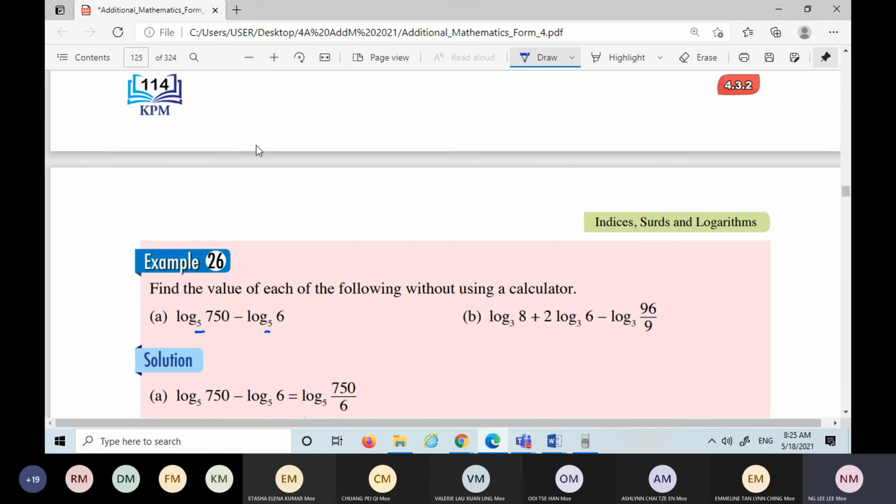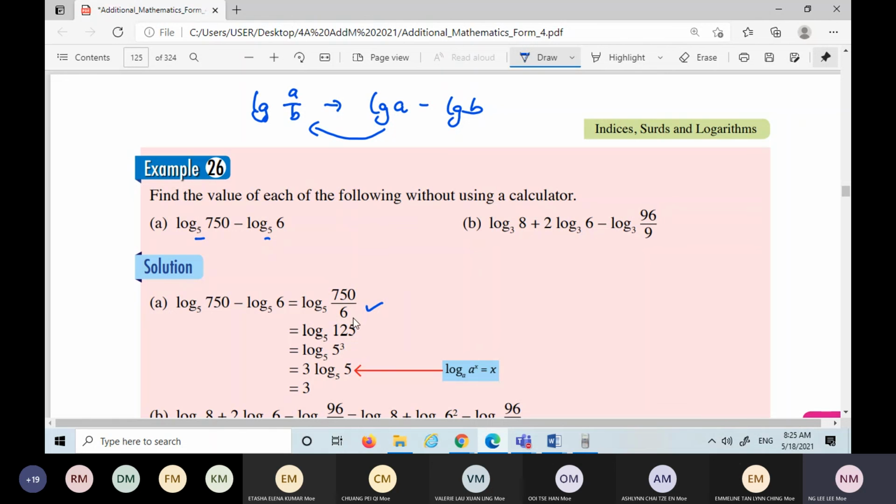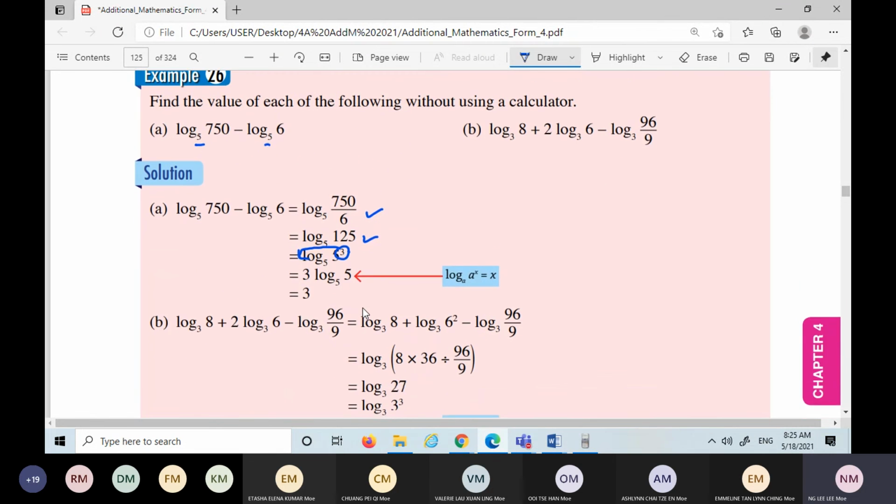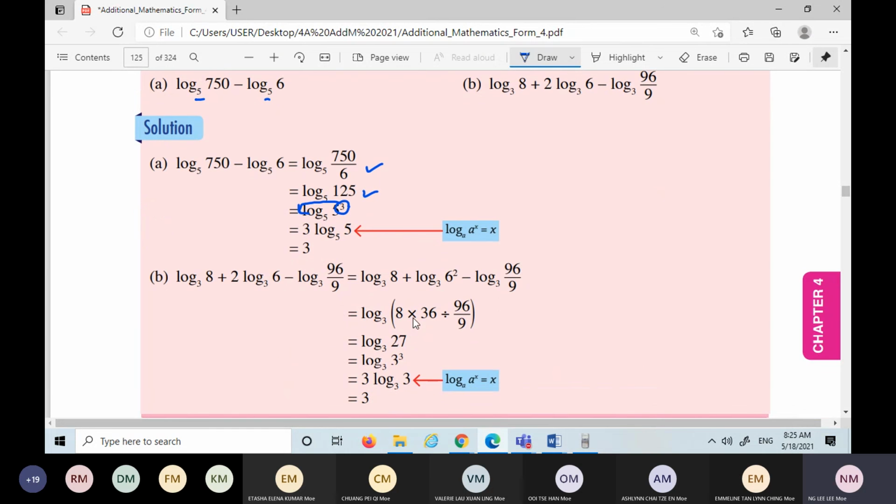I don't know whether you can get it or not. Just now, divide, you break into two logs, the division law. Now it's the other way around. From here you join back to become one log, and then it's divide. So this is what you get. Then 750 divided by 6, simplify it, is 125. Next step, 125 written as 5 to the power 3. Then you use the power law, drag the 3 in front. Log_5 5 is 1, and you get your answer: 3 times 1 is 3.